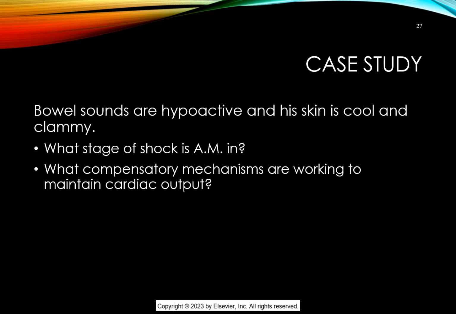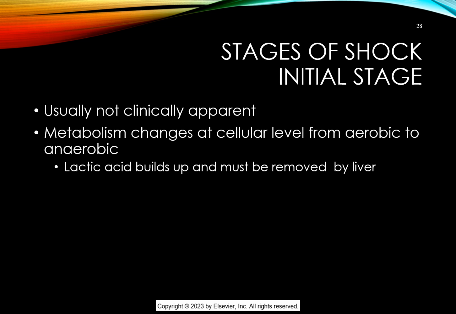So that one's a little trickier. We're going to answer that here. In the initial stages of shock, it's usually not clinically apparent. Our metabolism is just changing at that cellular level from aerobic to anaerobic. That process requires oxygen that's unavailable due to our decreased tissue perfusion. So our lactic acid is building up and needs to be removed by the liver, but our liver is potentially not being perfused like it should, hence this downward spiral.